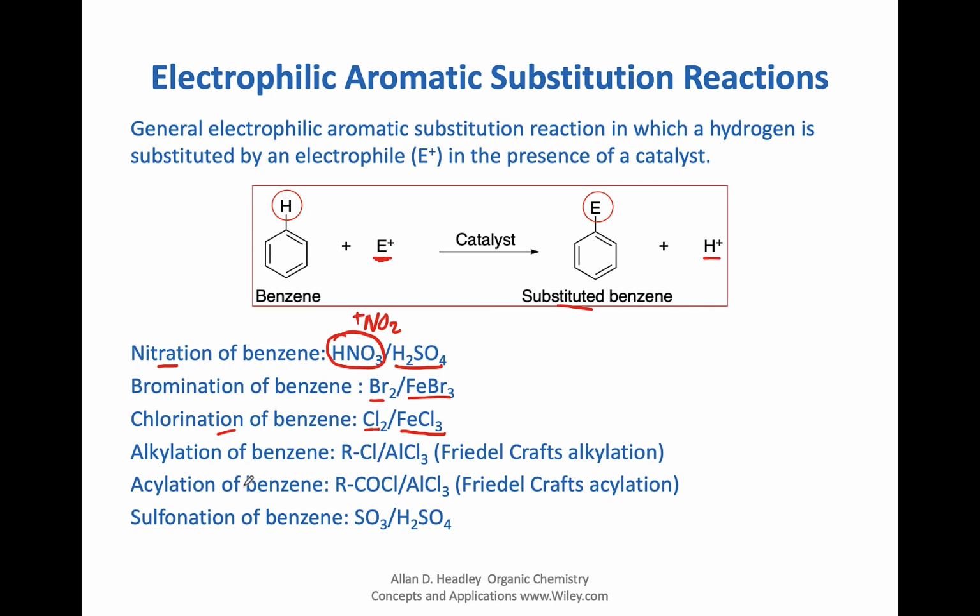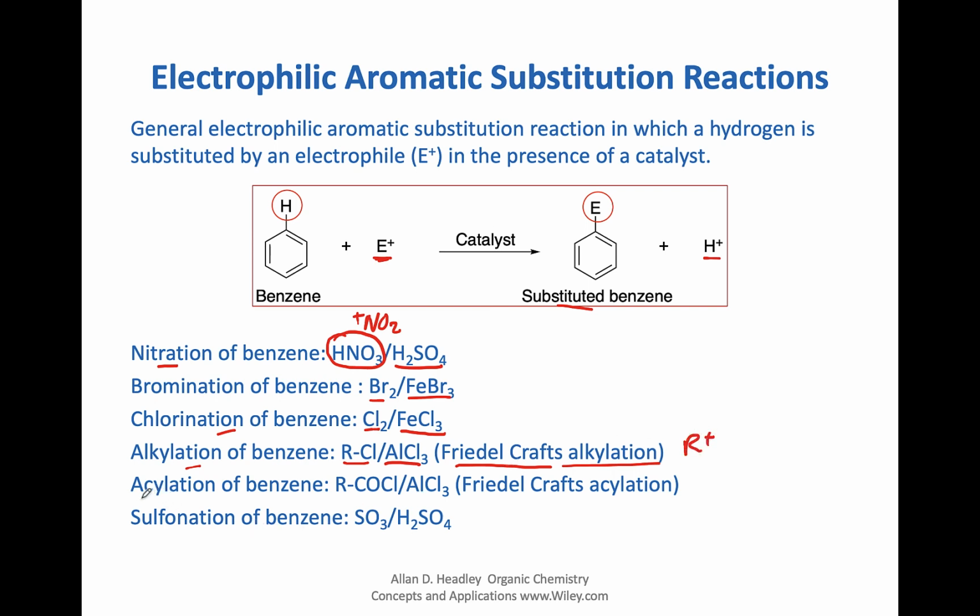Alkylation of benzene is shown here, where we have an R alkyl group bonded to a leaving group such as chlorine, in the presence of a Lewis acid as a catalyst. We have a substitution. These type of reactions are also known as the Friedel-Crafts alkylation. Don't forget, the electrophile here is a carbocation, so it's possible for rearrangement to occur because of that R+ carbocation.